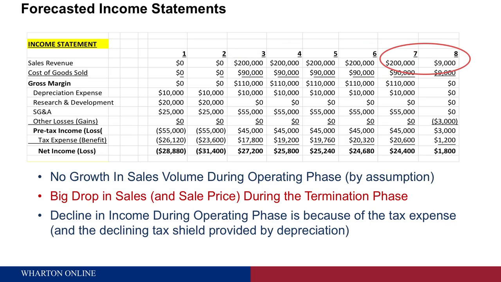There's a big drop in sales at the very end during the termination phase. There's a decline in income during the operating phase, even though sales is constant, and that's because the tax benefits are changing over time because of the accelerated depreciation that's being used there. Okay, so this is the layout of our income statement. How about the balance sheet?